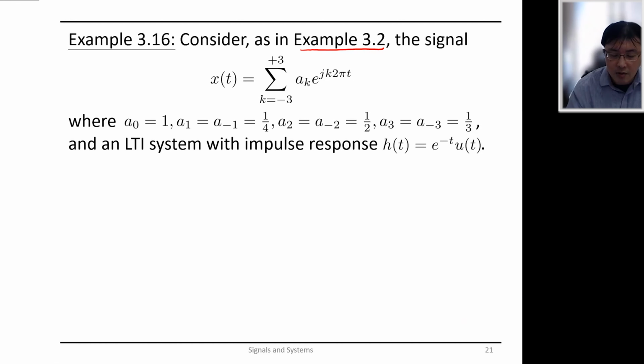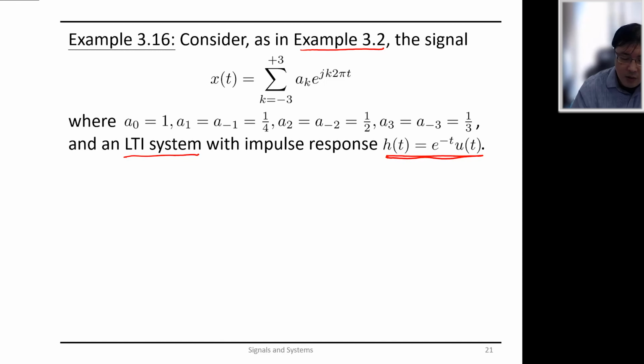Okay. So here we have x of t equal to this summation from -3 to 3 of a_k e to the j k 2 pi t, with coefficients given down here. So suppose that this signal is passed through a linear time invariant system with impulse response equal to this. Now suppose you want to obtain the output signal.